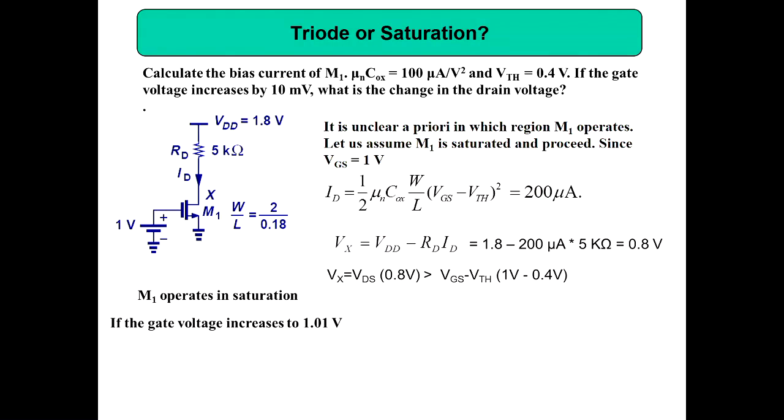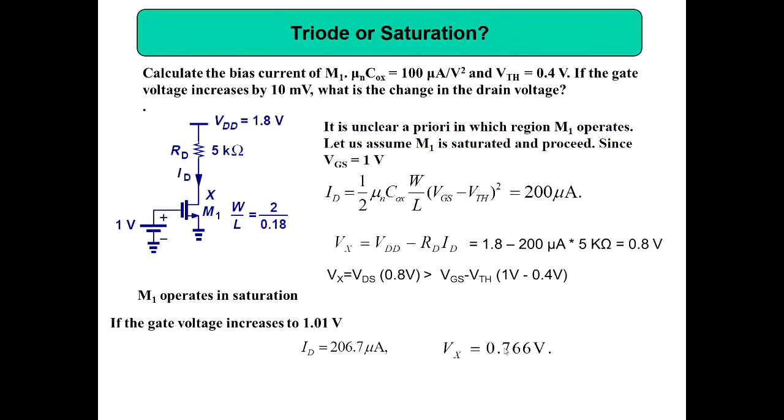M1 operates in saturation. If the gate voltage increases to 1.01 volt, means 1 volt plus 10 millivolt, you can substitute in the same equation, with VGS as 1.01 volts. Then you get another drain current, which is equal to 206.7 microamps, because here your VGS is more. So instead of 200, you got 206.7 microamps. Then you can also find out VX. VX is equal to 0.766 volt. Because your drain current increased, your VX slightly reduced, but it is still in the saturation region.